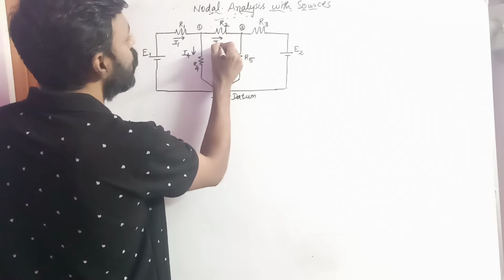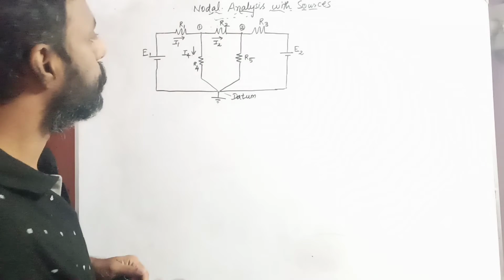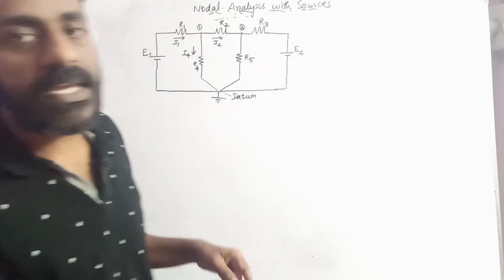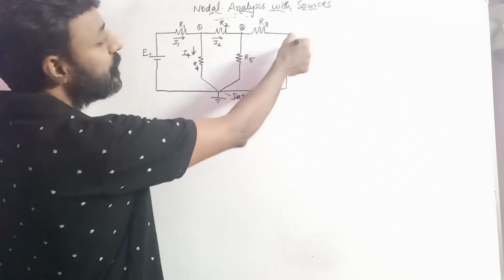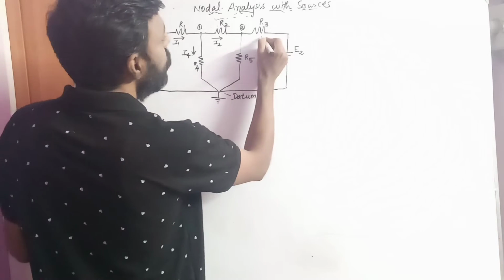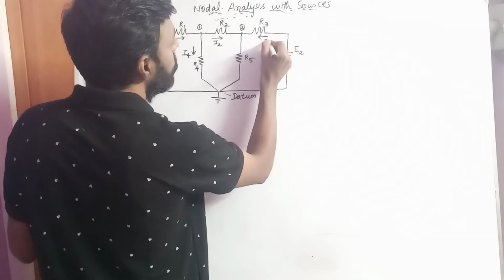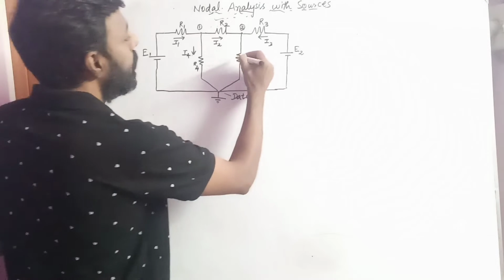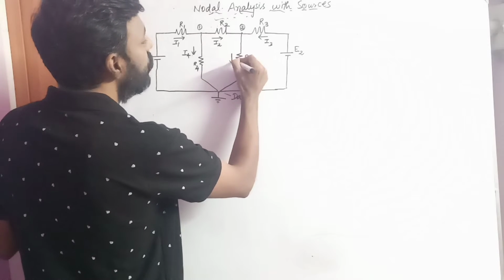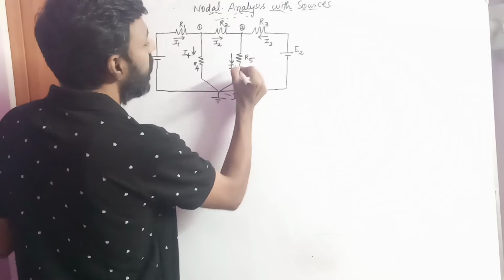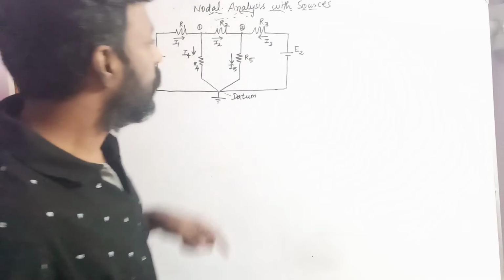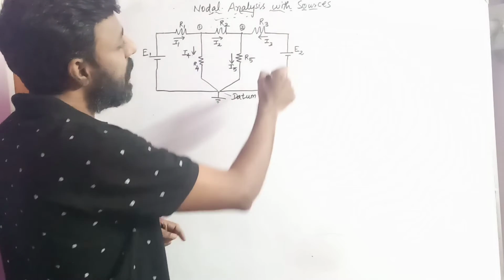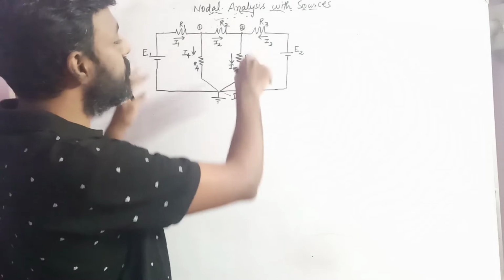Let us assume that I2 is a current which flows through the resistor R2. Similarly, here the second battery terminal is E2. From the positive terminal of this battery, a current I3 flows through the resistor R3, and also let us assume that a current I5 flows through the resistor R5. So we have marked the direction of the current in this resistive network.